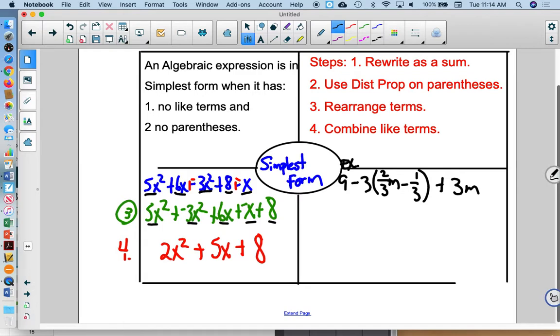Okay? Now, rewrite as a sum. Do I need to go in and do that? Everybody says yes. So I'm changing my subtraction to add opposite everywhere I see subtraction. Is it now rewritten as a sum? Okay. Then it says use the distributive property on parentheses. Do I have parentheses? Yes, I do.